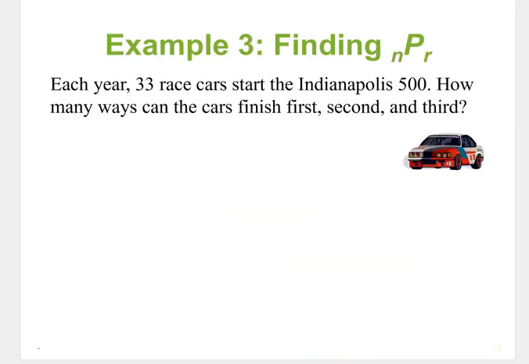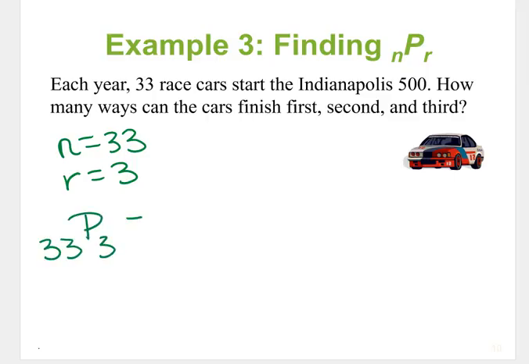All right, if you had 33 race cars that are starting the Indianapolis 500, how many ways could the cars finish first, second, and third? In this case, our N is 33. We have 33 cars, and our R is 3 because we have 3 positions. So I would just take my calculator and do 33 permutations of 3.